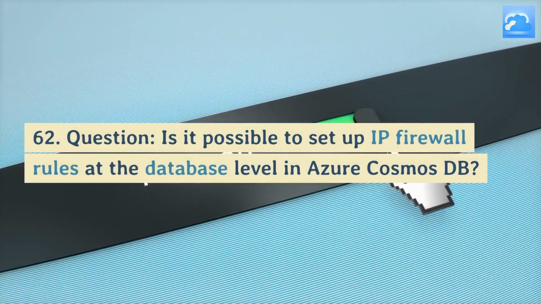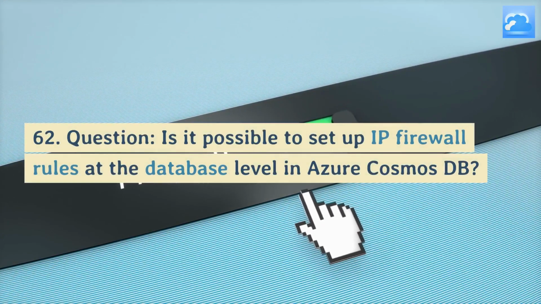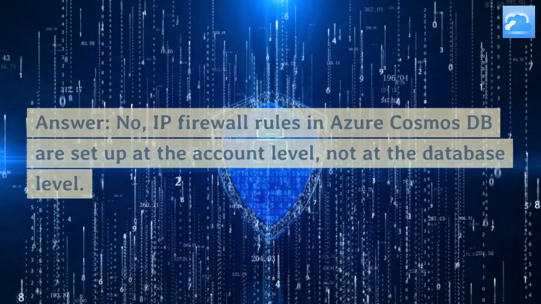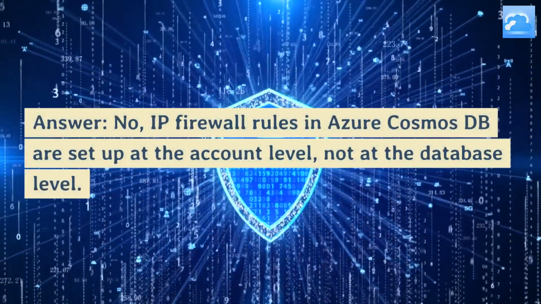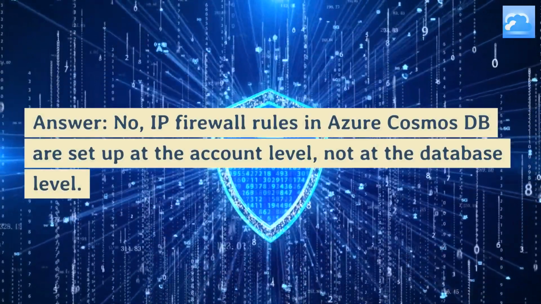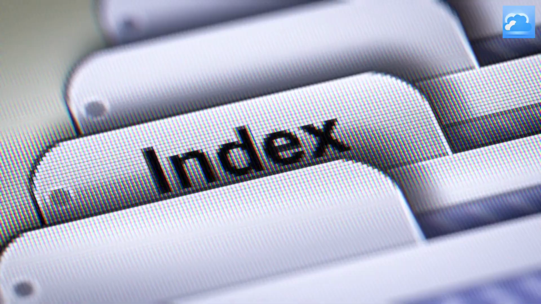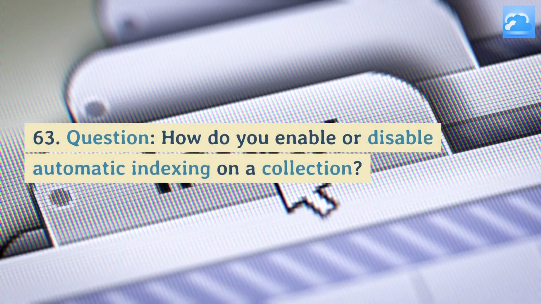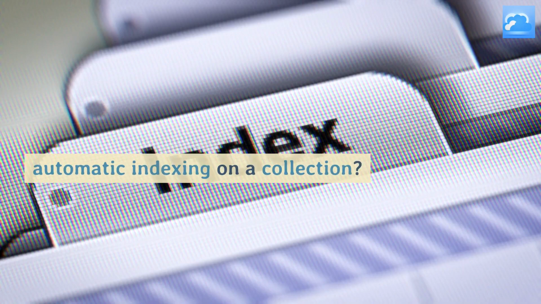62. Question, is it possible to set up IP firewall rules at the database level in Azure Cosmos DB? Answer, no. IP firewall rules in Azure Cosmos DB are set up at the account level, not at the database level.